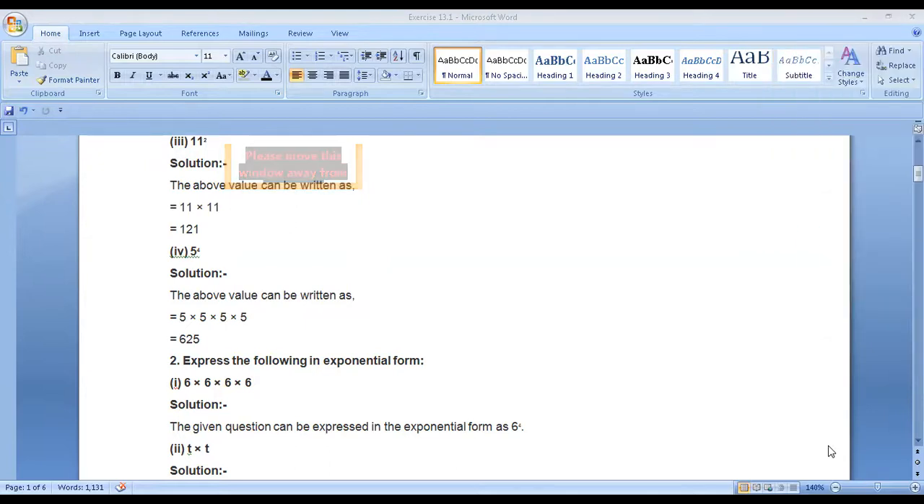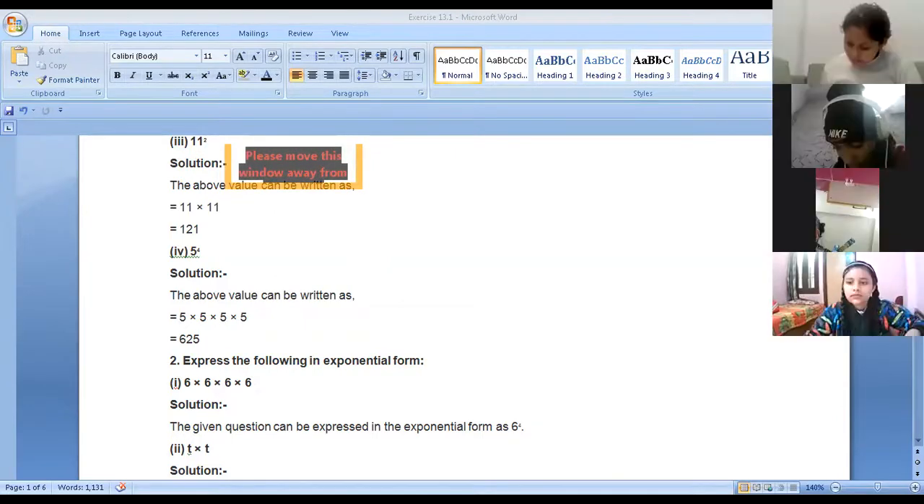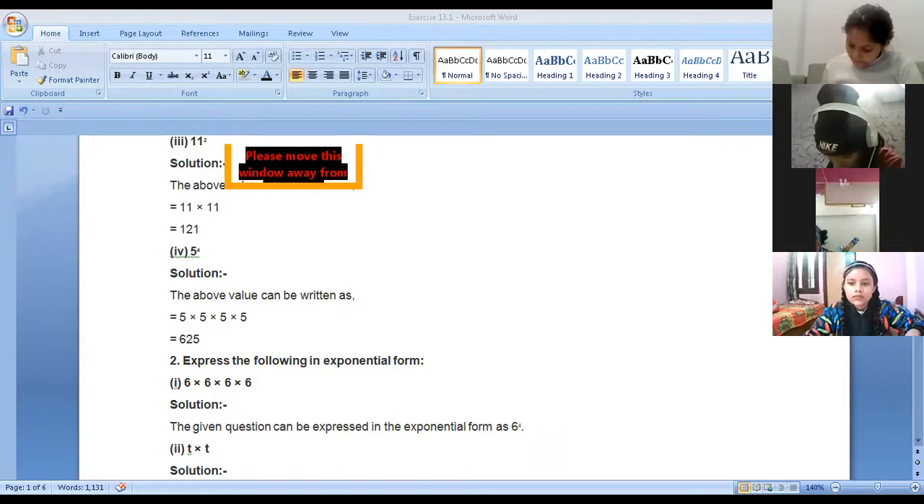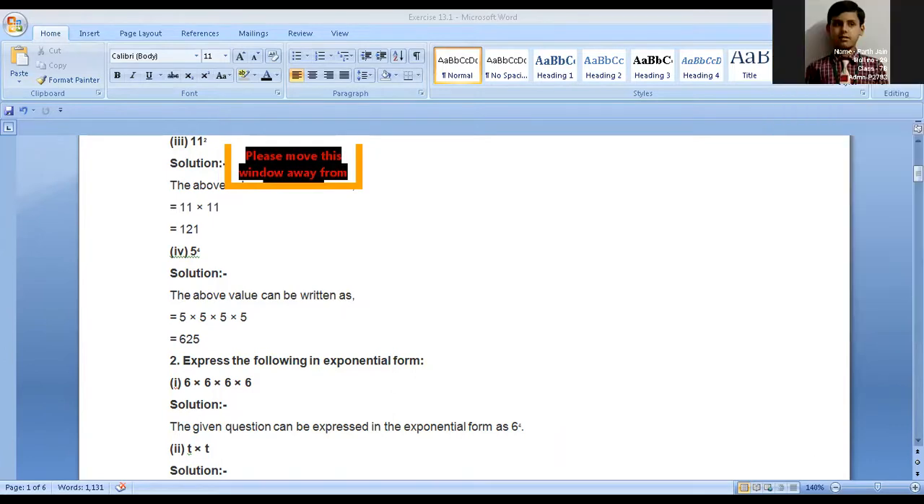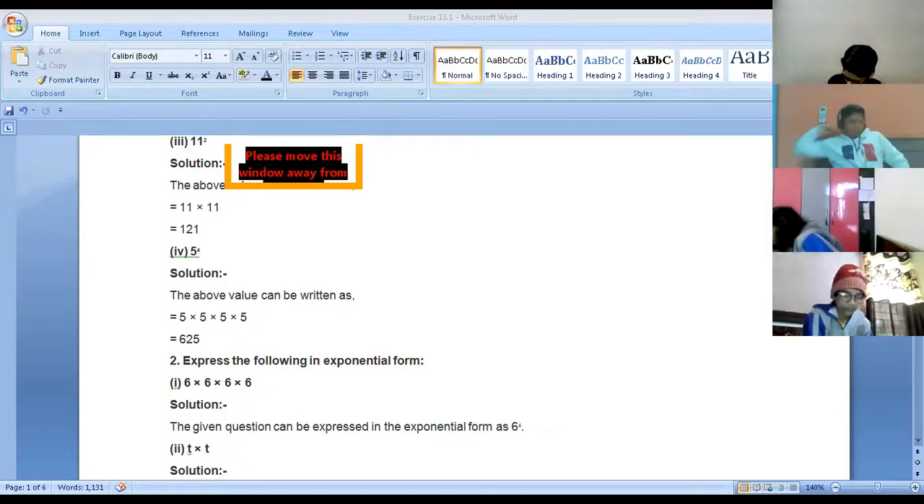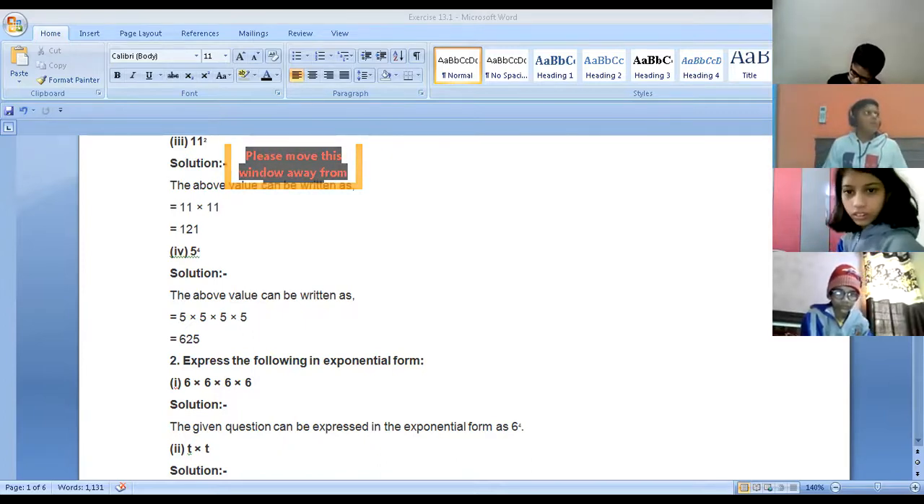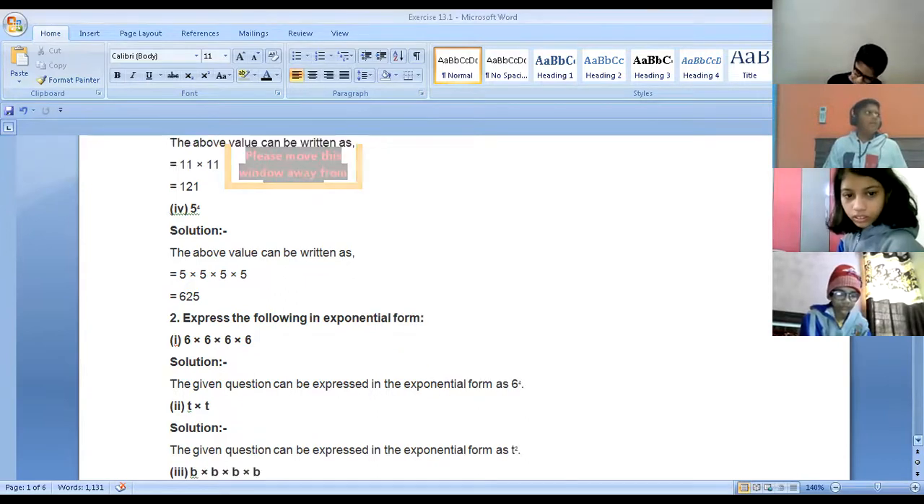Naman Jain, open your camera. T square, right answer. T is multiplied twice, so you will be writing T square.